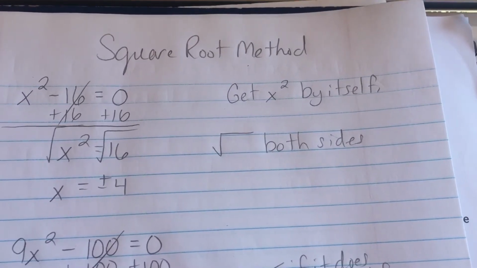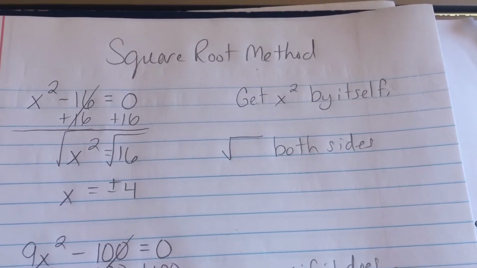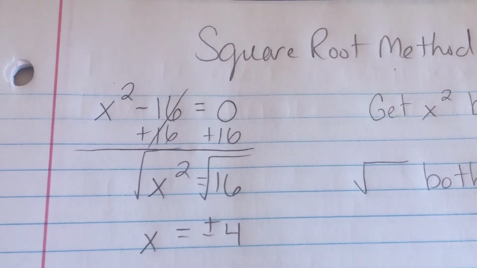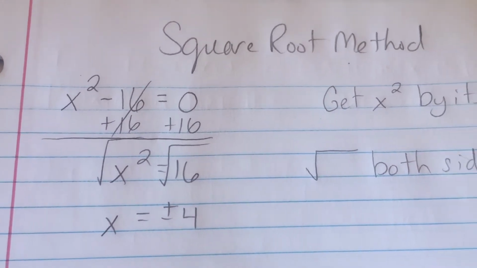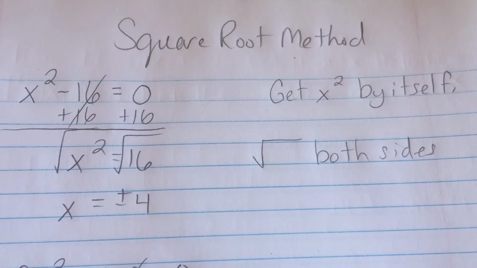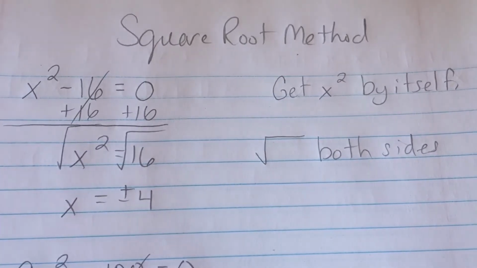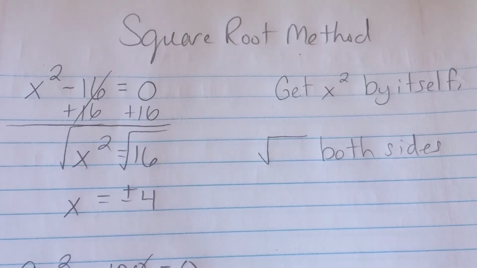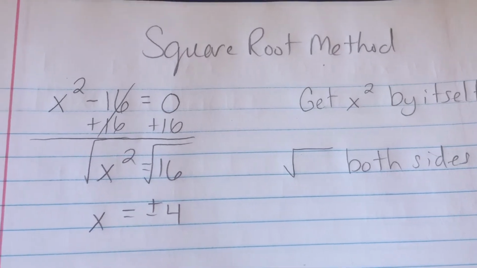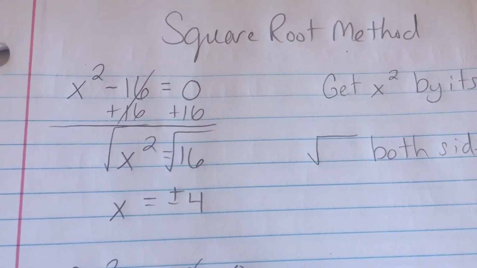This is a video on how to solve using the square root method. So the first example given is x squared minus 16 equals 0. The goal is to get x squared by itself. So just like you would with any other equation, we want to use the opposite operation, and we want to move the 16 to the other side by adding it.